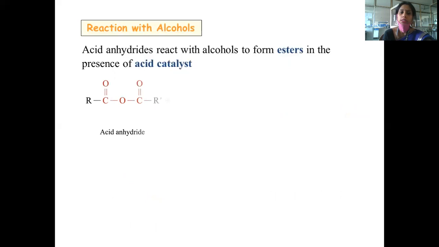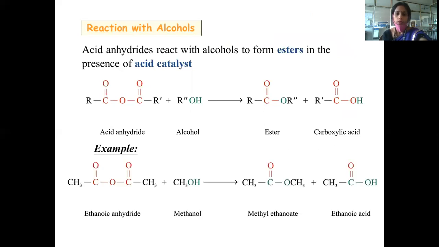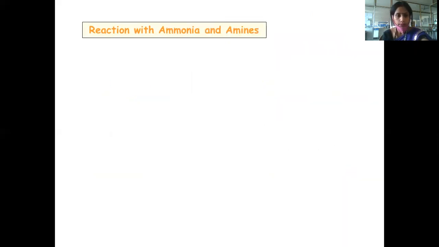Then with alcohols, this reaction is very similar to what we have seen in esterification. When acid anhydride reacts with alcohol, the alcohol ROH breaks down such that the oxygen goes to one group and the hydrogen of the alcohol goes to the other group. So we get two kinds of product. One is the ester, the other is the carboxylic acid. An example is also given over here.